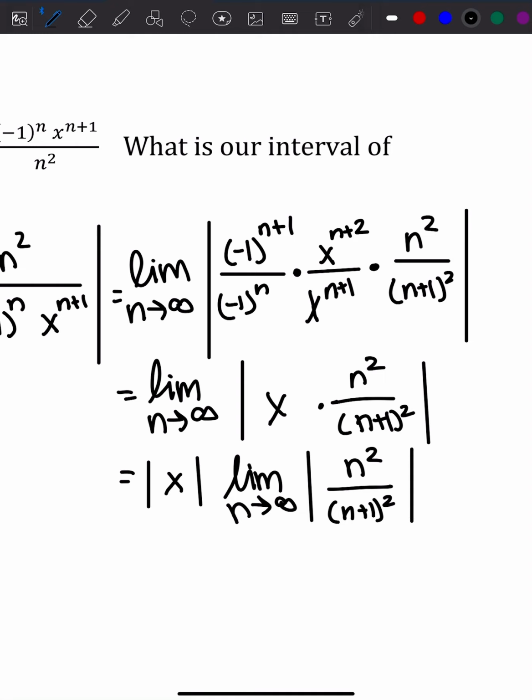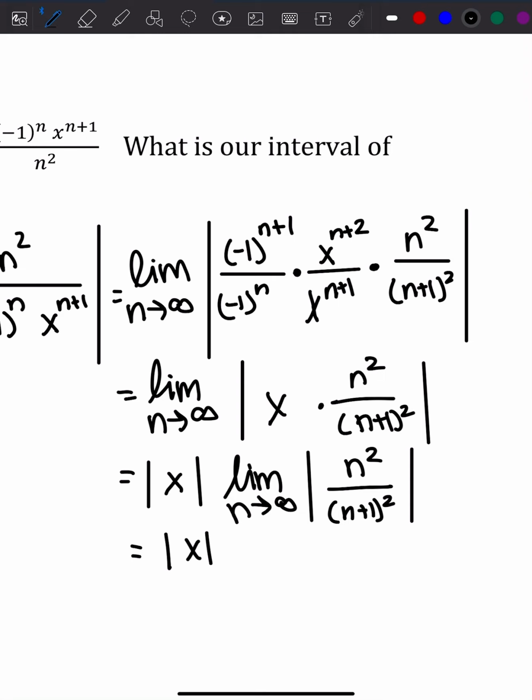Okay. Looking at this, I have the absolute value of x, so even when I plug in my limit, I'm going to have the absolute value of x. I'm going to apply our limit. We have a degree on top of 2, a degree on bottom of 2. They are the same, so we look at their coefficients. There's a 1 in front of n squared, there's a 1 in front of n to the first that is being squared, so we have 1 divided by 1, which is 1.